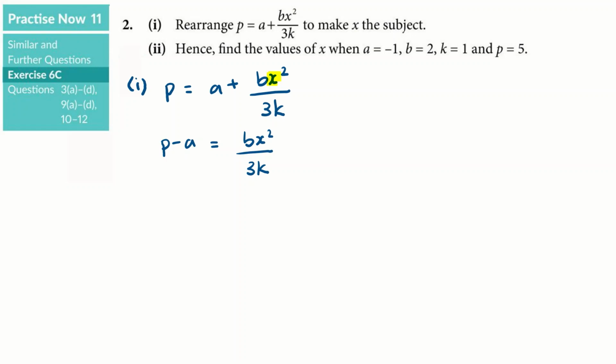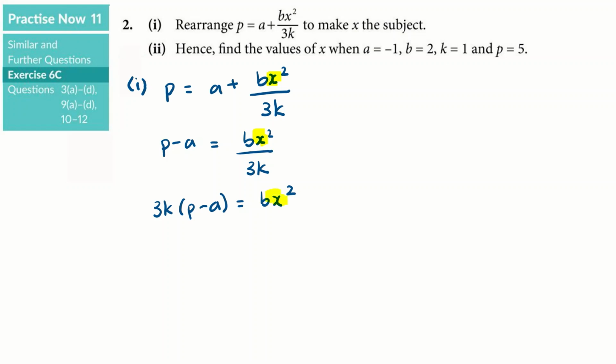So again, x is the objective. We ask ourselves again, which is furthest away from x? And that is actually our 3k at the denominator. b and the square are very close. The one that is separated out from x is actually my divide by 3k. So I need to bring it over to the left, and that will result in 3k times p minus a equals bx squared.